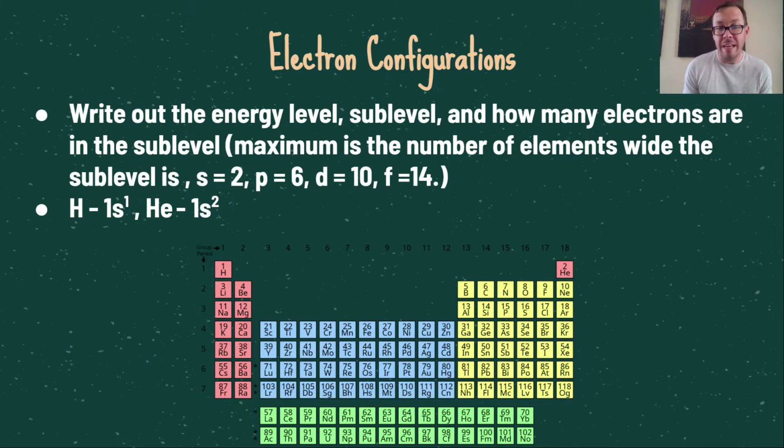Helium, on the other hand, is in that second group. I know it looks like it's all the way off there on group 18, but notice it's highlighted in red. We do include helium with our S block. So it is in the first energy level, it is in the S sublevel, and because it has 2 electrons in it, we would describe that as 1s2.